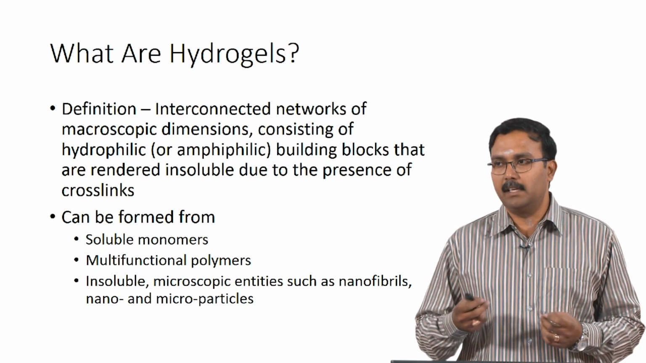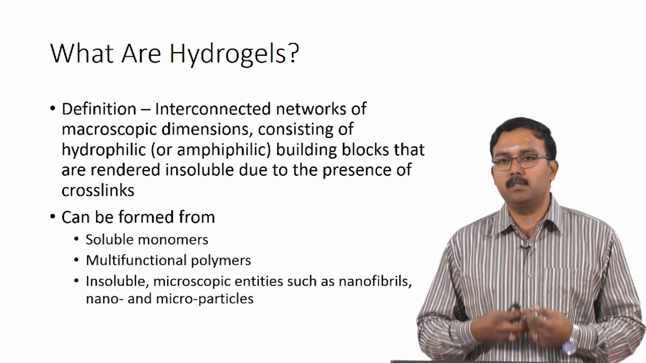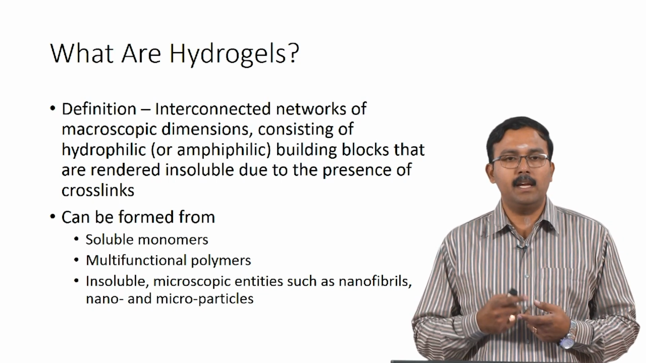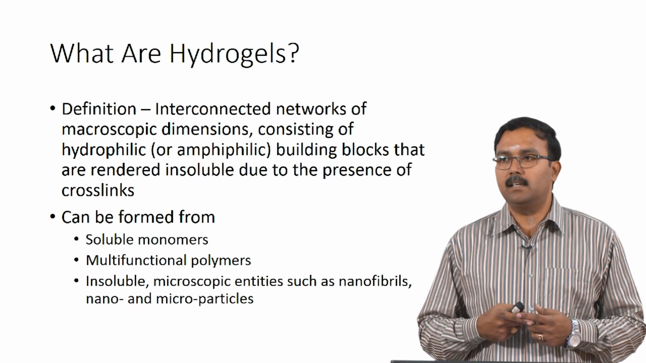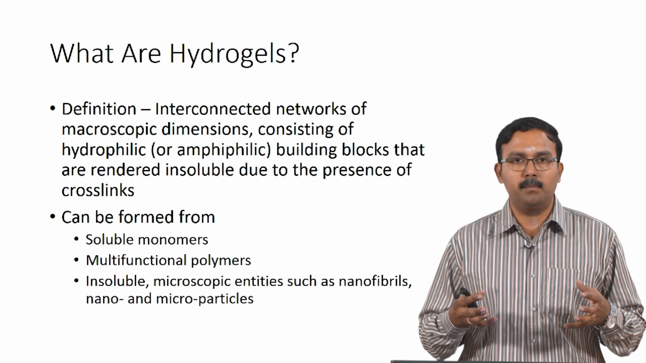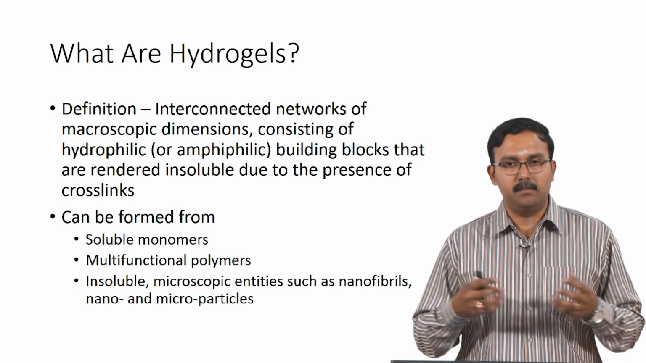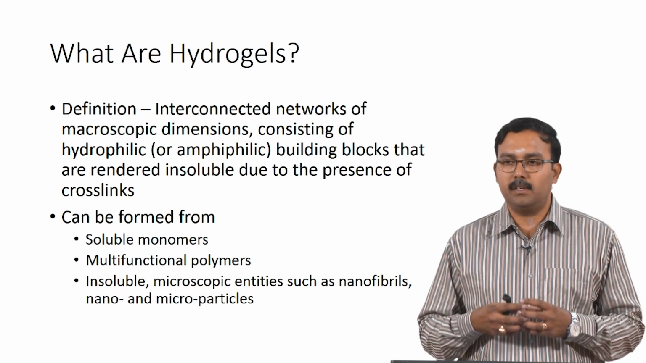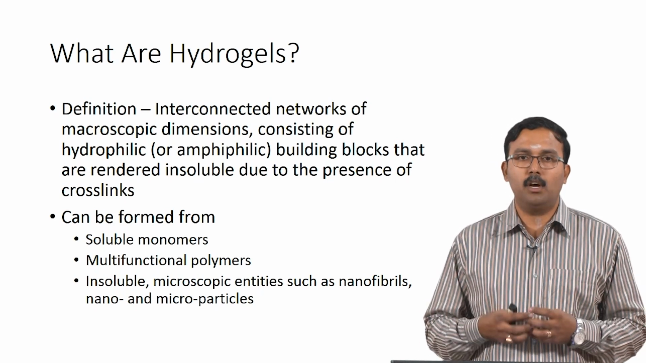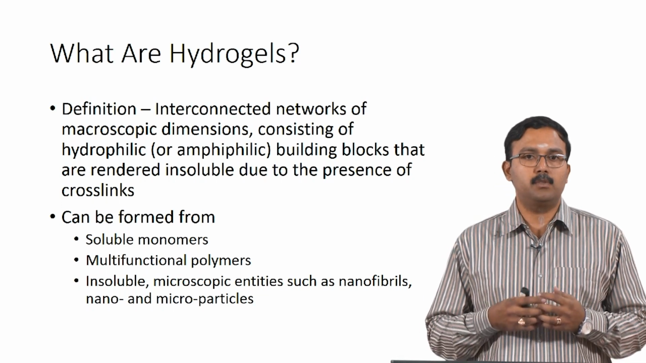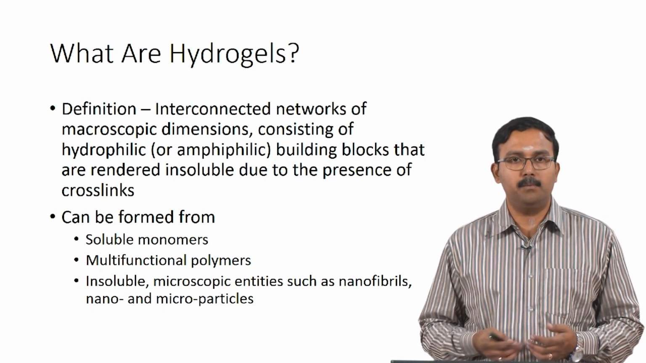So the initial monomers or the building blocks which are used are actually soluble in water, but you create crosslinks, and as the degree of crosslinking increases, at some point this macroscopic material becomes insoluble in water, and that is called a hydrogel. So this kind of a network can actually absorb and retain a lot of water. Okay. So these can be formed from soluble monomers or multifunctional polymers.